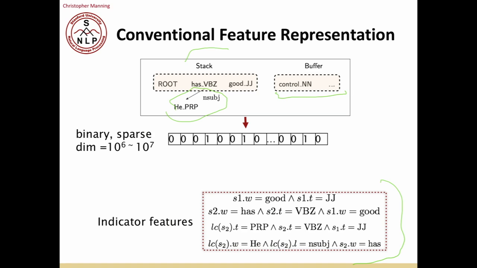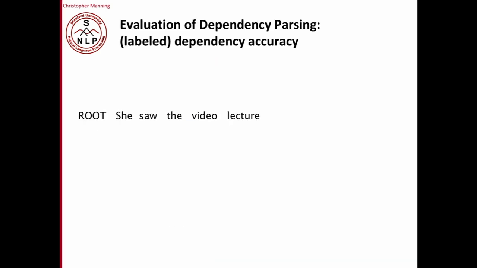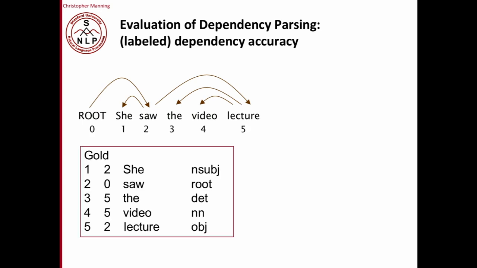So in the last bit of the lecture, I want to show you what people have done in the neural dependency parsing world. But before I do that, let me just explain how you evaluate dependency parsers. And that's actually very simple, right? So what you do is, you assume, because the human wrote it down, that there's a correct dependency parse for a sentence. She saw the video lecture like this. And so these are the correct arcs. And to evaluate our dependency parser, we're simply going to say which arcs are correct.